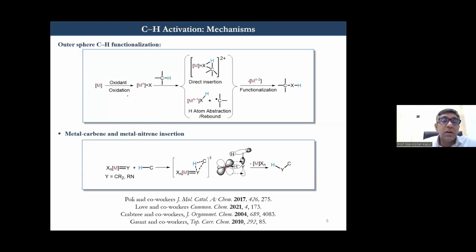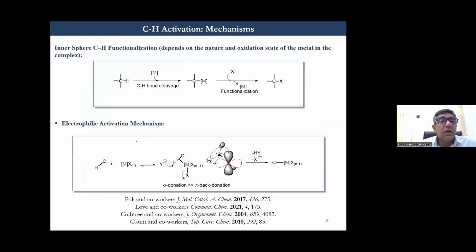So essentially, you start off with either a metal oxo species, an imido species, a metal nitrene, or a metal carbene species, and there occurs an H atom abstraction followed by a rebound to give you the functionalization. You can also do this, like I said, with metal carbenes and metal nitrenes. Mostly this is found with oxo species.